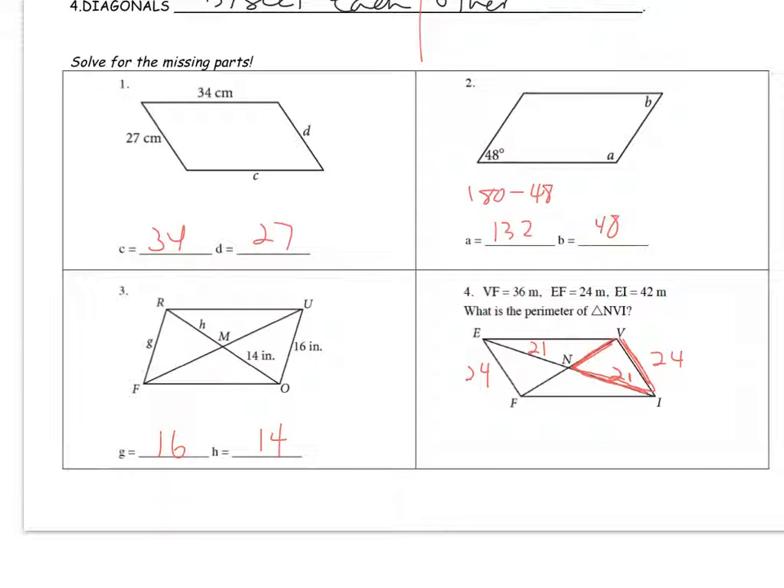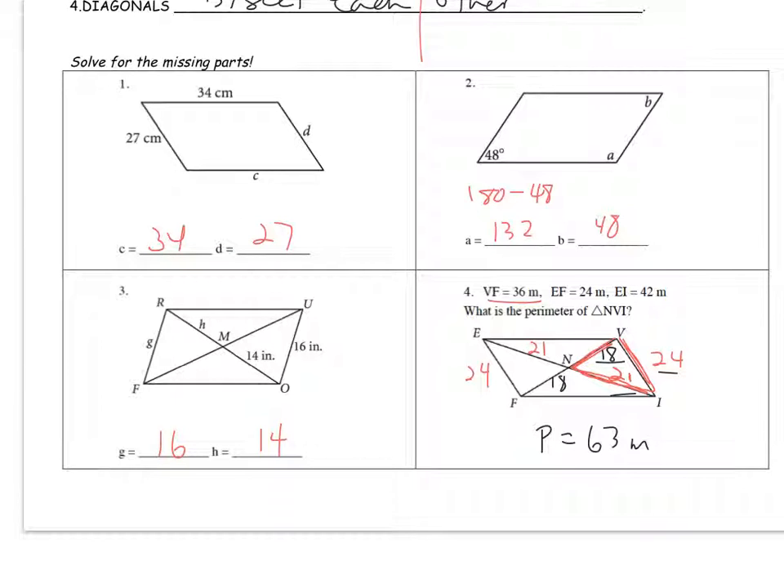And then you just do the same with the VF. Since VF is 36, that makes each of these 18 and 18. So now the perimeter is 18 plus 24 plus 21. What do we get? 63? Anybody verify that? Yes? 63, all right, perfect.